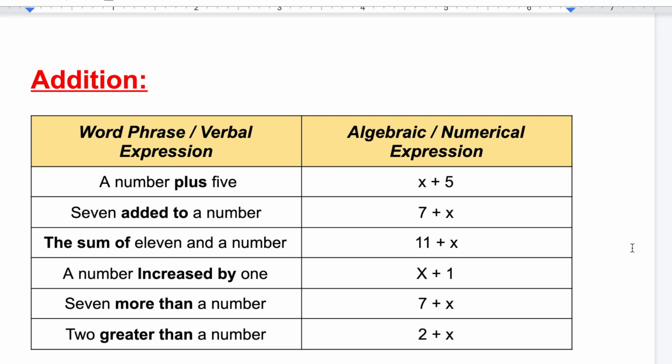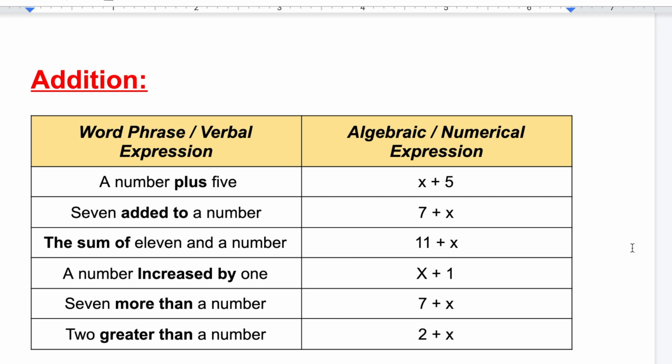So on your left there are the word phrases or the verbal expressions, and on your right there are the algebraic expressions or numerical expressions. So here are some examples for you. A number plus 5, that means x plus 5. So a number is x. So a number here represents something that I don't know.